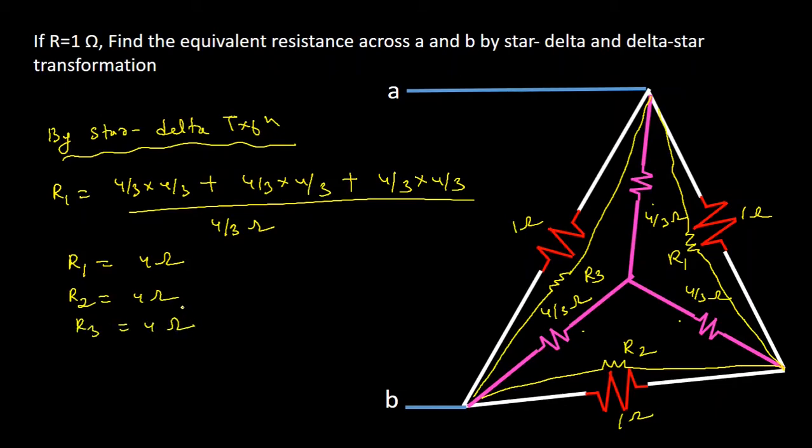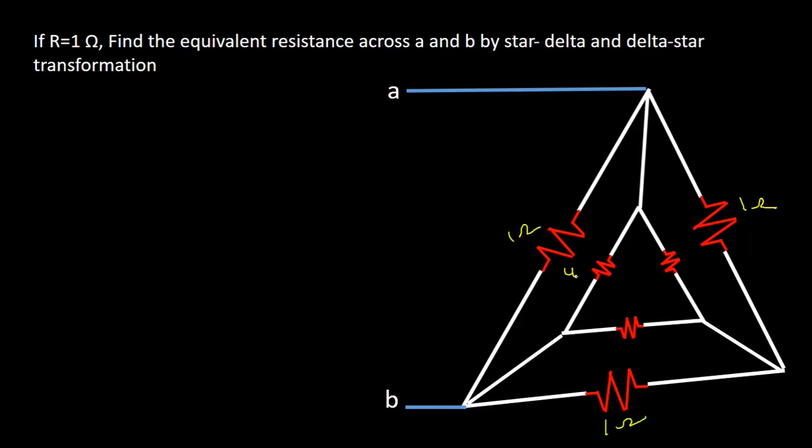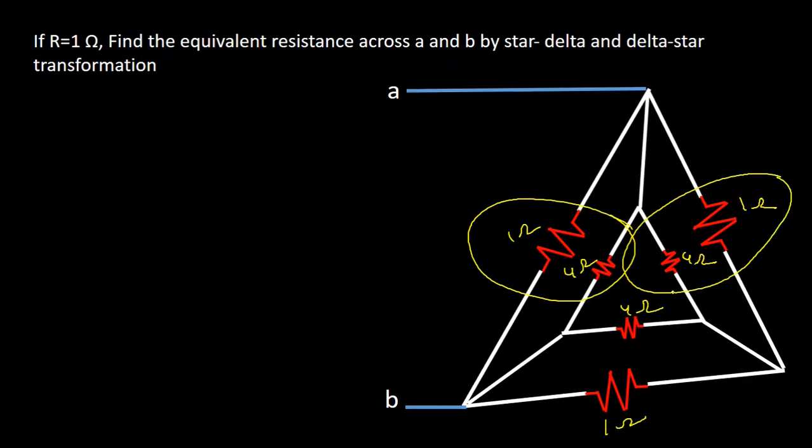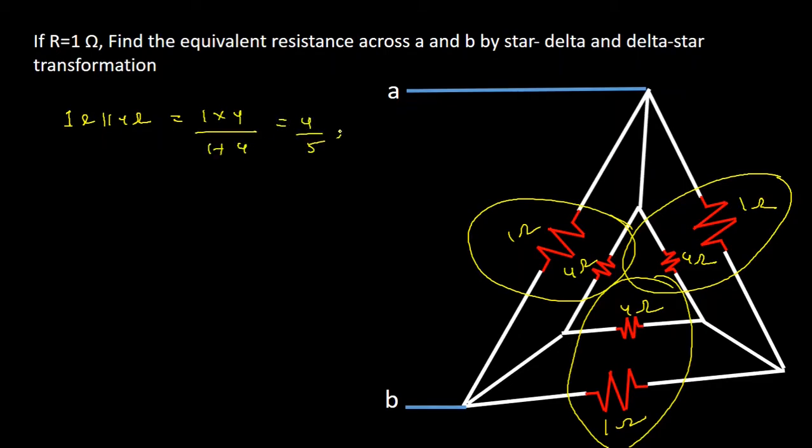So now we have found out all the values for the delta connected network. So this circuit will turn like this. This will be 4 ohm, this will be 4 ohm and this will be 4 ohm. Now in this circuit we can see that this 4 ohm is in parallel with this 1 ohm resistance and this 4 ohm is again in parallel with this 1 ohm resistance, and this 4 ohm is in parallel with this 1 ohm resistance. Since 1 ohm is in parallel with 4 ohm, this will be equal to 1 into 4 divided by 1 plus 4, which is equal to 4 by 5 ohm.